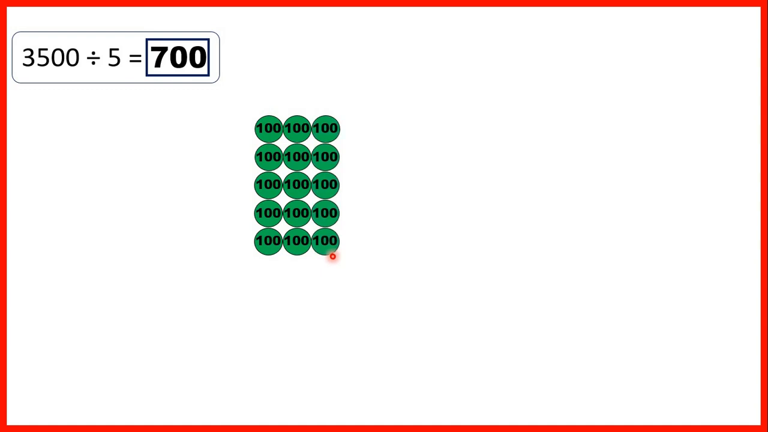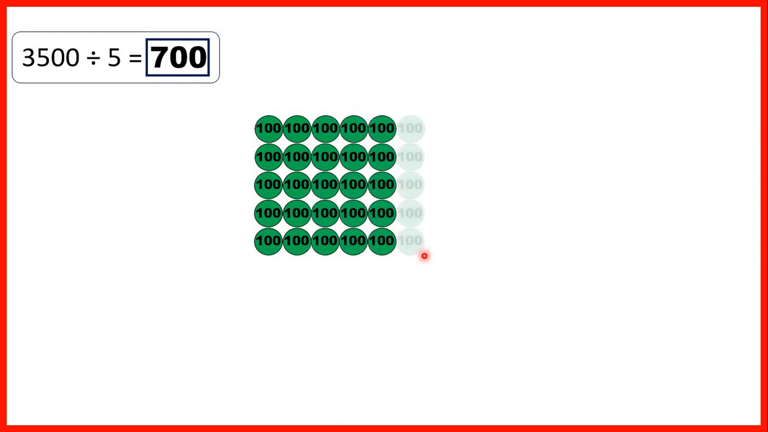So now, for 3,500 divided by 5, we can count in 500s. That's 500, 1,000, 1,500, 2,000, 2,500, 3,000, 3,500. So we have a total of 3,500 because we've got 3,500, but you can see in each of our 5 lines we have 700 counters, so that's why our answer is 700.